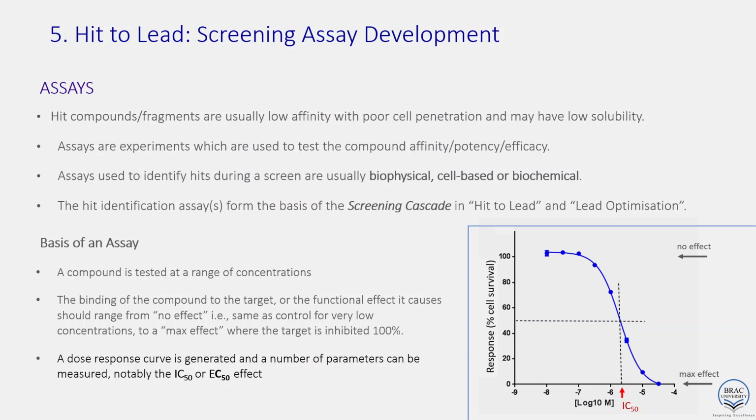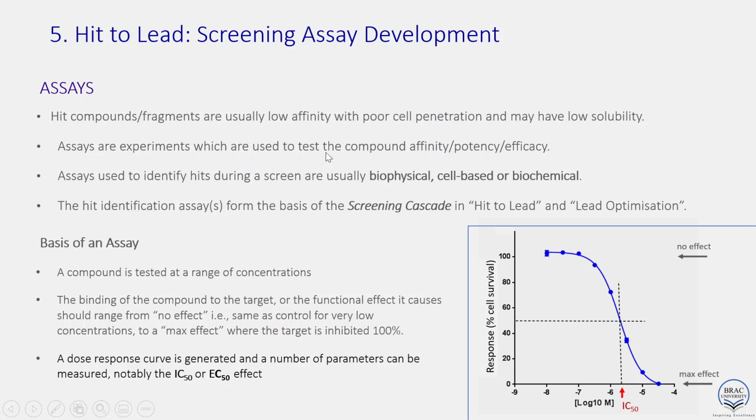Hit compounds are not always that good. They have low affinity against our target, poor cell penetration, and they may have low solubility. That's why we need to optimize those hits into leads. So these are further polished in the lead optimization stage, where medicinal chemistry is applied, taking different techniques.